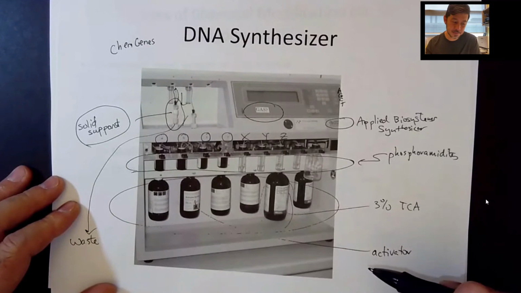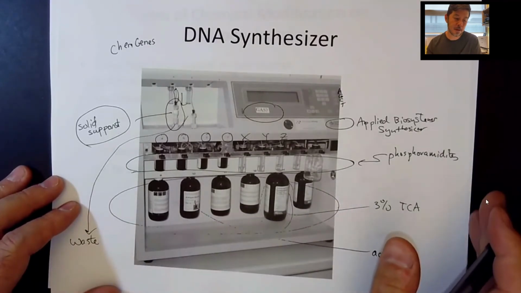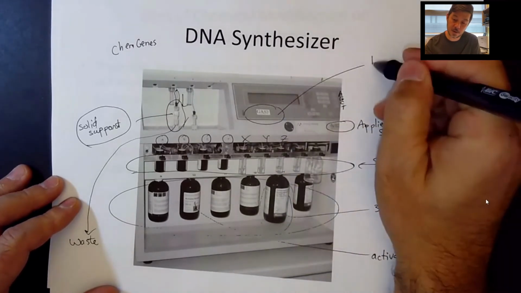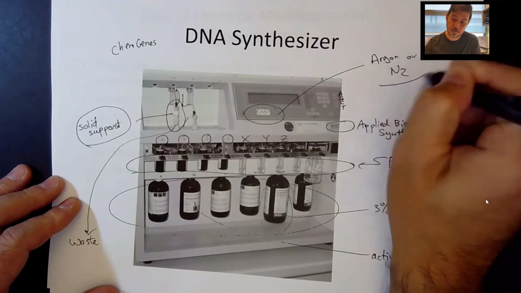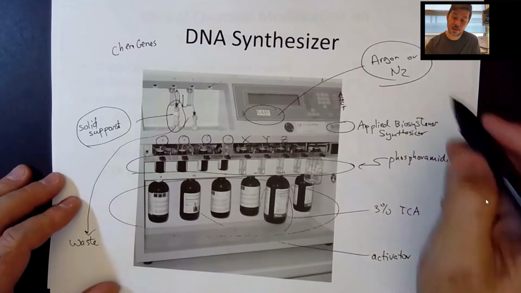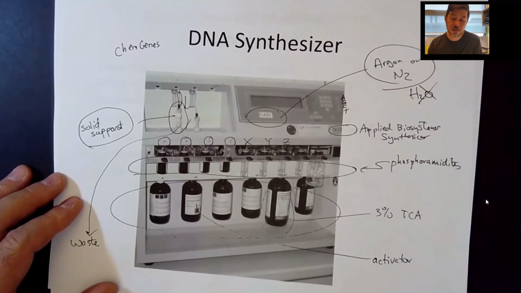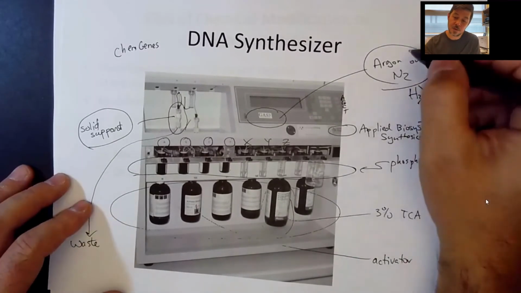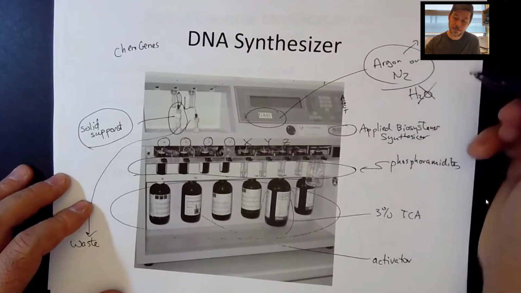What else? Here we have gas. What does gas mean? So we keep this system, this DNA synthesizer, under pressurized inert gas. So typically something like argon or nitrogen gas. And the reason we do this is that it's really important that we avoid moisture in the system. So we have to use anhydrous solvents. We want to exclude moisture as much as possible. We typically keep this at around 50 to 60 psi.